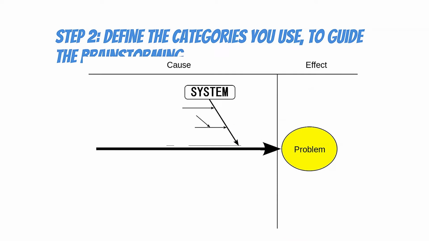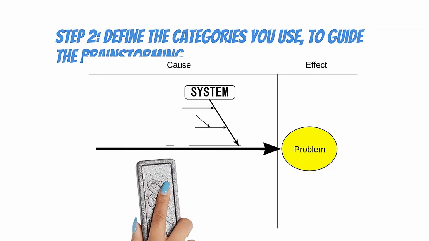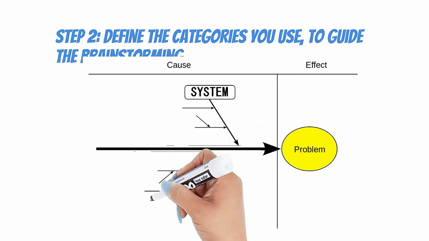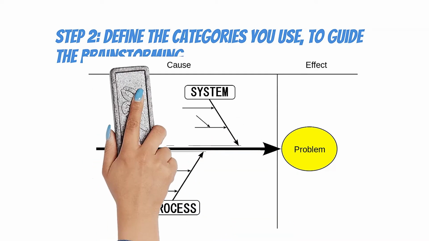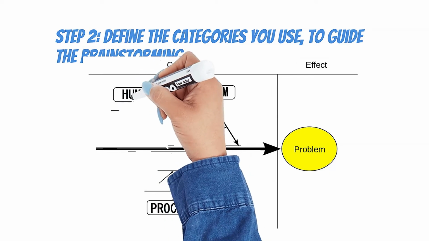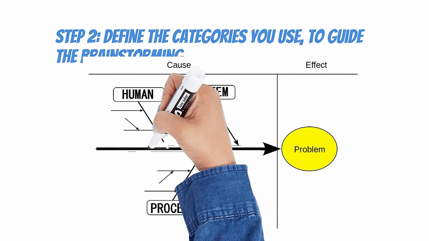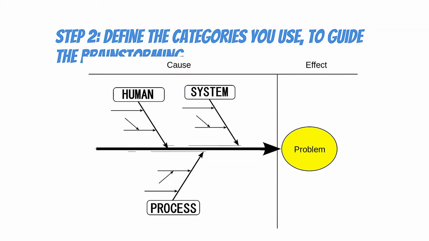Category 1. System, to capture causes associated with the system itself. Category 2. Process, to capture any process issues that might have caused the website to crash. And finally, Category 3. Humans, to capture any potential human errors that may have caused the website to crash.